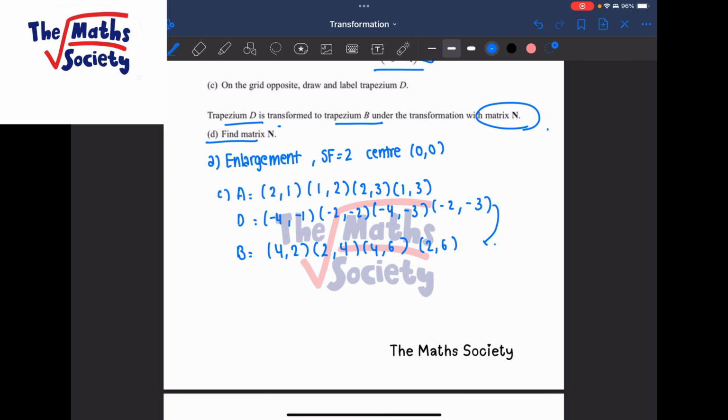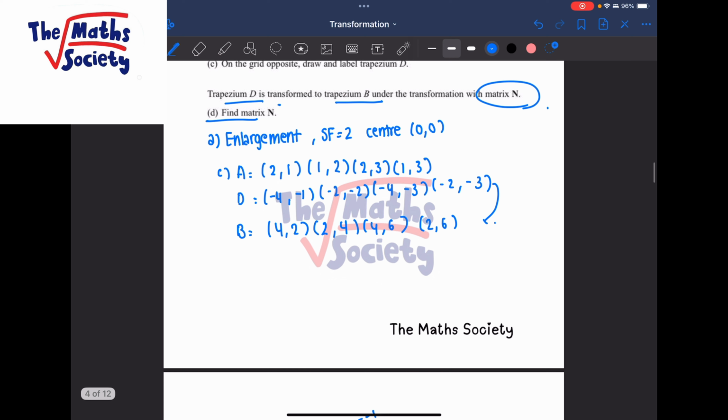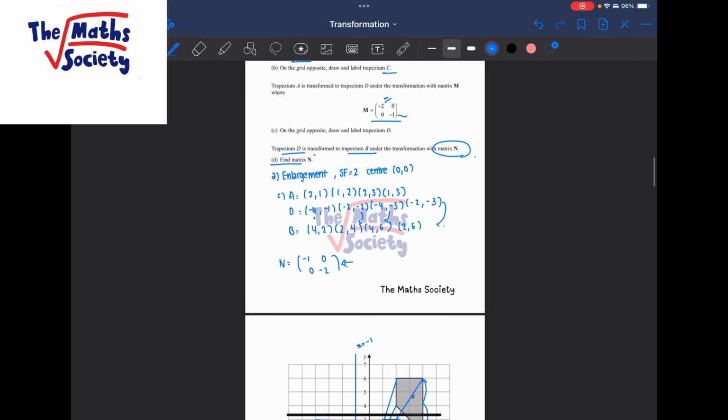And then right off the bat, you can see what they have been multiplied by. So you can see that it would be -4 to 4. That means it's going to multiply by -1. And then -1 to 2, that means you have to multiply by -2. So that's going to be N equals -1, 0, 0, -2. If you're unsure, you can actually double check with the other points as well, but it should give you the same answer for the matrix.